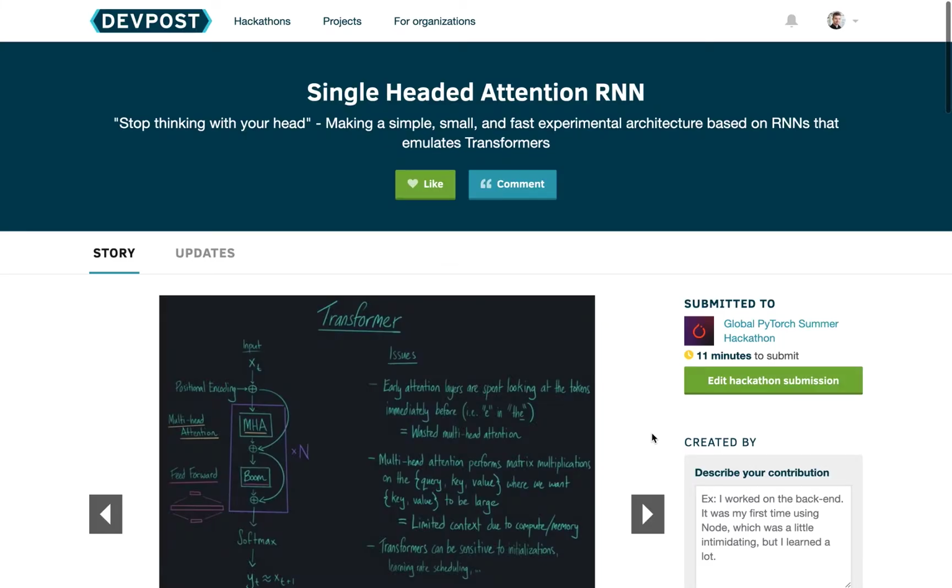So whilst it isn't going to change the world, it is potentially going to change a few things. I think the single-headed attention RNN offers an interesting new model for distillation and also an interesting model to experiment with and see where some of these transformer gains are actually coming from. Play around with it, see how it goes, and I'm excited to see what you're able to come up with.